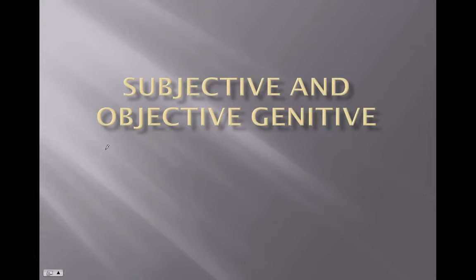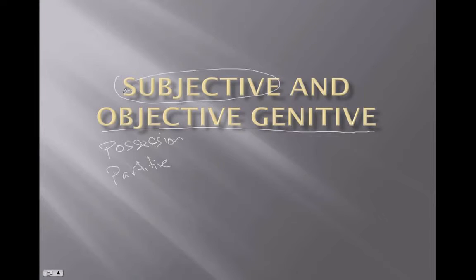The genitive is generally used to show possession, as we've already seen, and the partitive idea. So we can have Marcus's mother, or we can have part of the army. But there are two other uses of the genitive, and the most common of these two is going to be the objective genitive. The subjective genitive is very close to the genitive of possession. I'll still point it out.